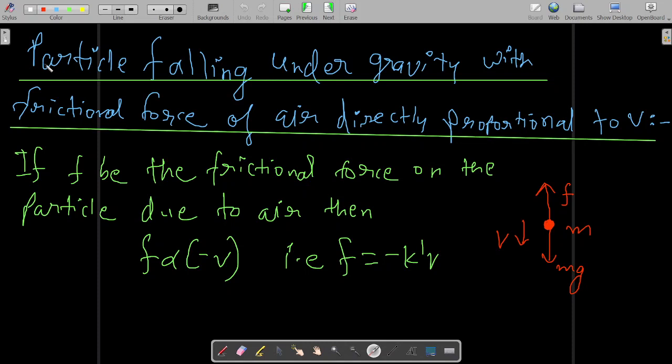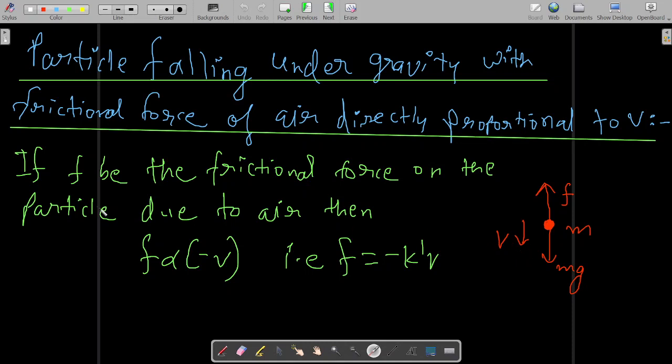Okay. So, a particle falling under gravity with a frictional force of air directly proportional to V. We are going to learn this. This is your particle of mass m, a point particle, and it is being attracted by the earth with a force equal to mg, and F is the frictional force, which is the frictional drag of air acting on this point object, and V is the velocity of this point object in the downward direction.